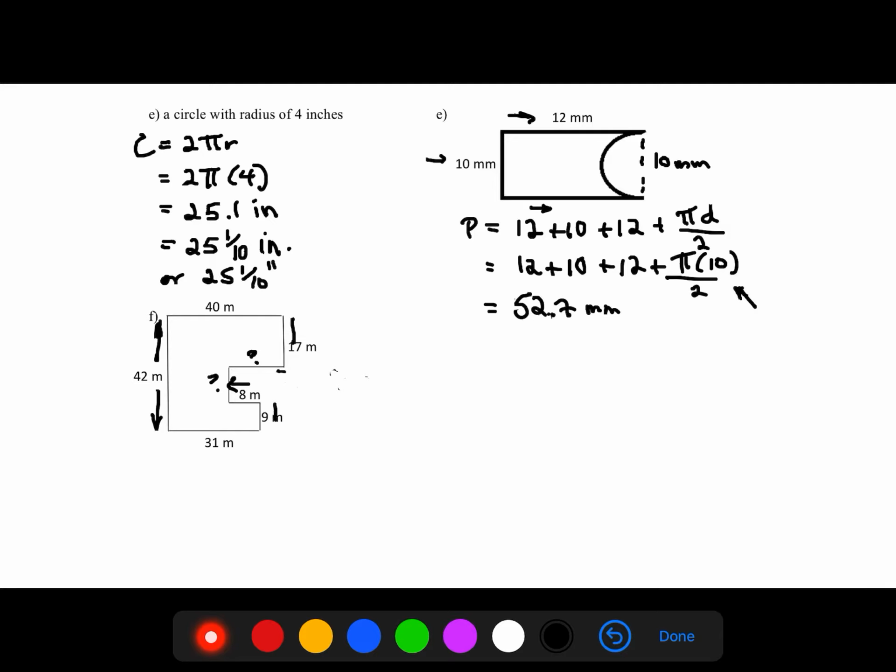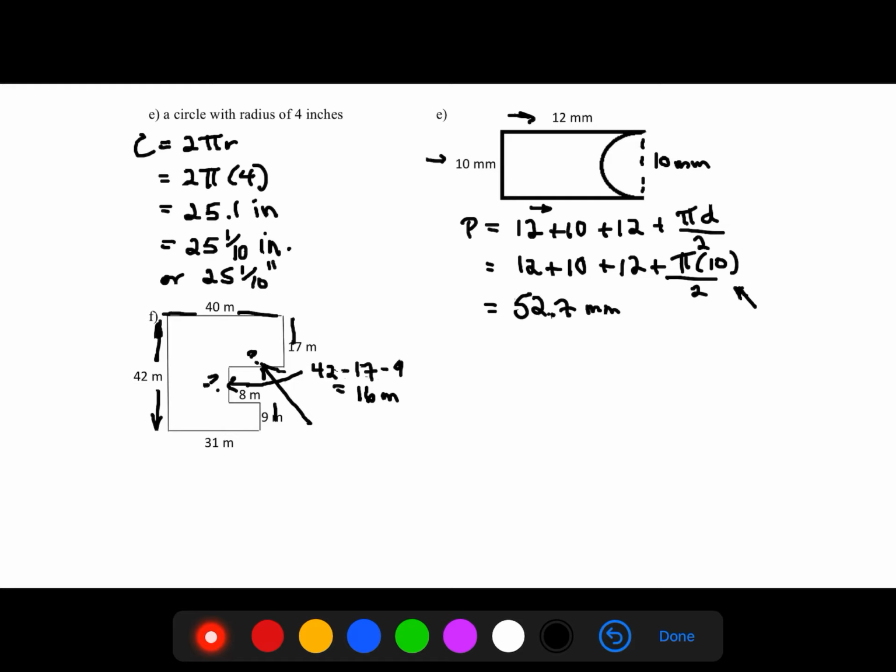So the one in here, we have 42 all the way along here, and we have 17 here and 9 here. Well, this one in here has to be the difference between 42 and 26. So for that one in here, we're going to have 42 minus 17 minus 9. So when we take that away, we're going to get 16 meters. So our side in the middle here is going to be 16 meters.